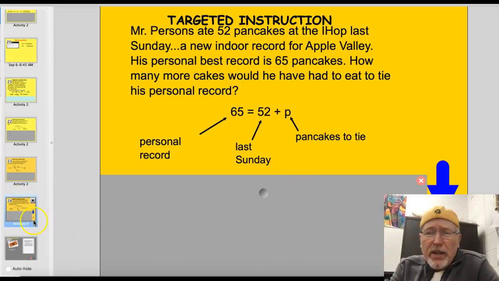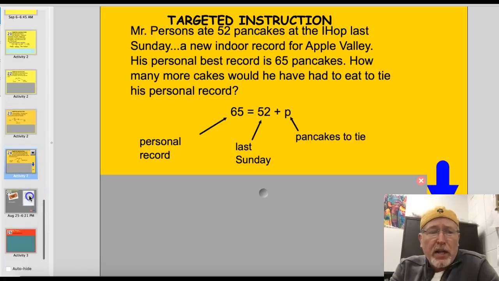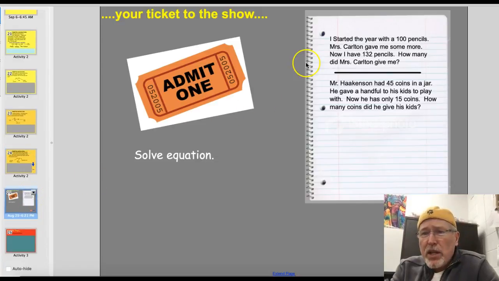It's so easy. I know I can get you to do a little extra practice writing equations. Go ahead and take a look at these two right here. I started the year with 100 pencils. Mrs. Carlton gave me some more. Now I have 132 pencils. How many did Mrs. Carlton give me? Next question. Mr. Hawkinson had 45 coins in a jar. He gave a handful to his kids to play with. Now he has only 15 coins. How many coins did he give his kids to play with?